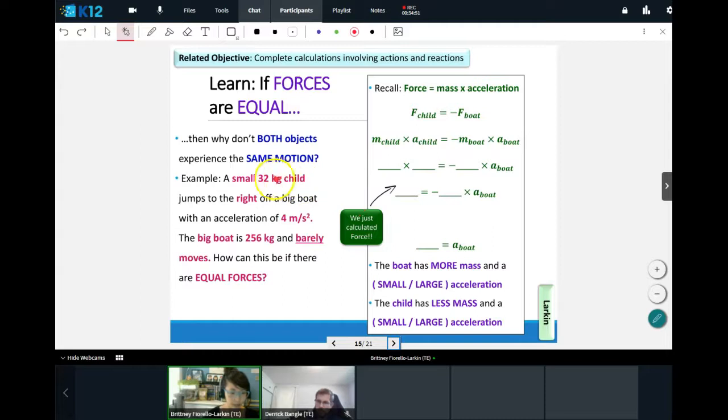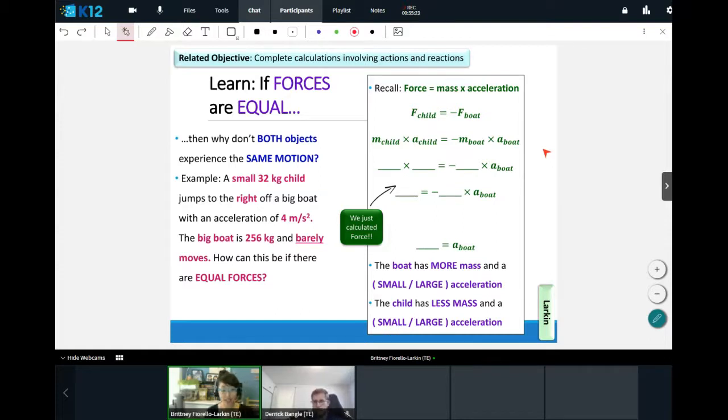So for example, if we have a small 32 kilogram child that jumps to the right off of the boat with an acceleration of 4 meters per second, the boat, which is much bigger at 256 kilograms, barely moves. So the question is, how can this be if we said they have equal forces? Go ahead and give me a yes or a no in the chat box if you understand why I'm asking that question. Again, we said they have equal and opposite forces, but why does the boat barely move? Give me a yes or a no if you understand my question here.